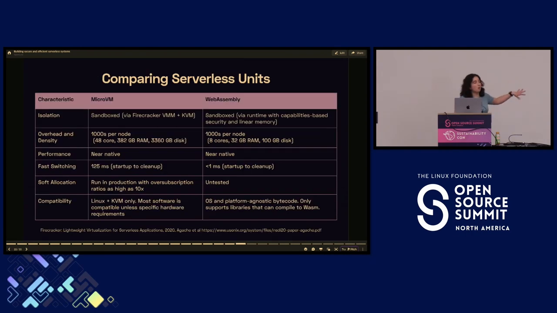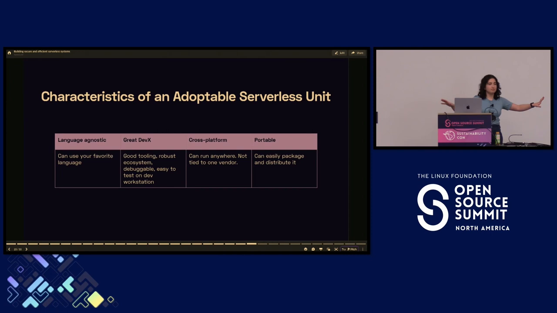So those are our requirements for serverless. But what makes me actually want to use it? What makes it adoptable as a developer? Okay, I'm okay to use this. It's not a huge learning curve, and it doesn't require me to throw away all the things that I love about my toolkit. That would be that it's language agnostic, so I shouldn't have to be confined to a certain number of languages. It should have a great developer experience, so an easy CLI to get going. I should be able to test it. I should be able to develop it locally on my workstation and then easily push it up to my production.